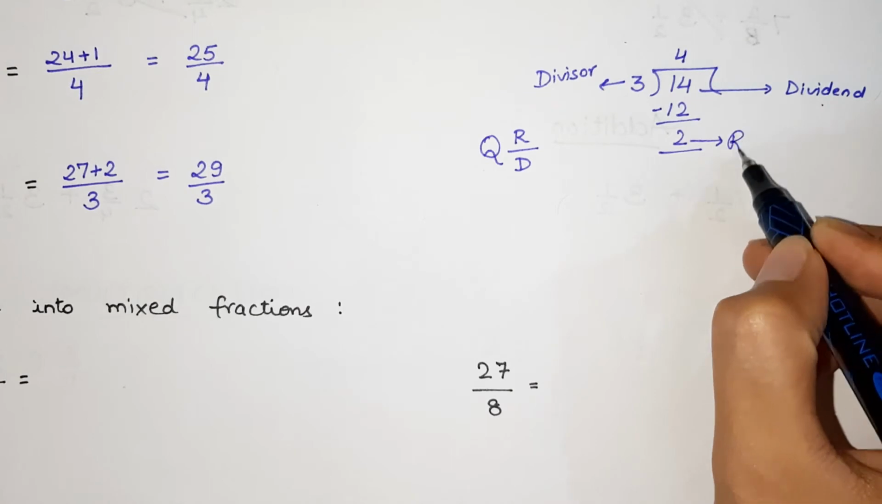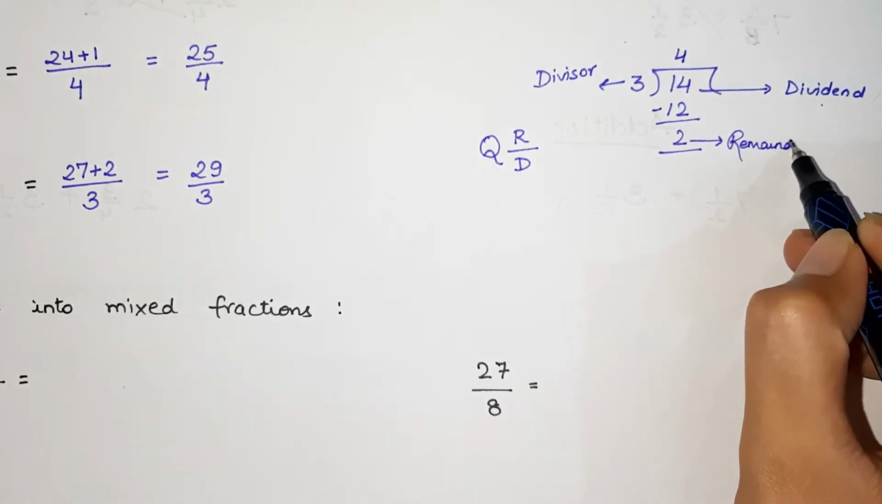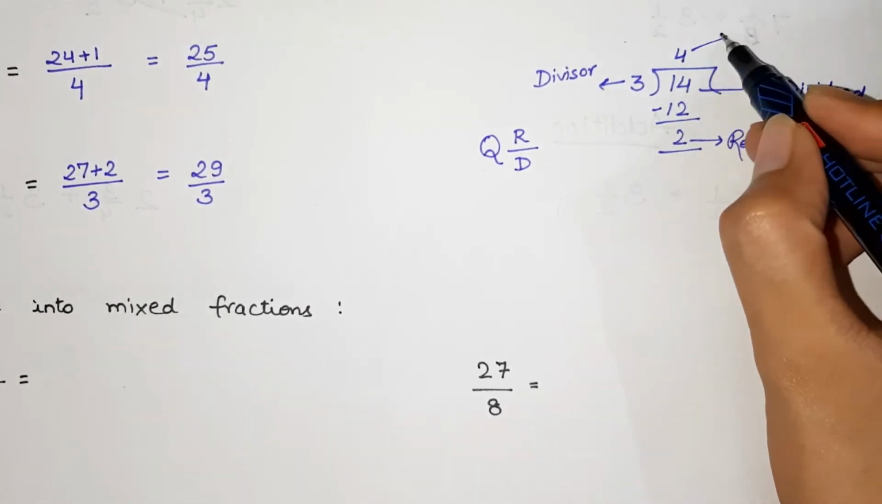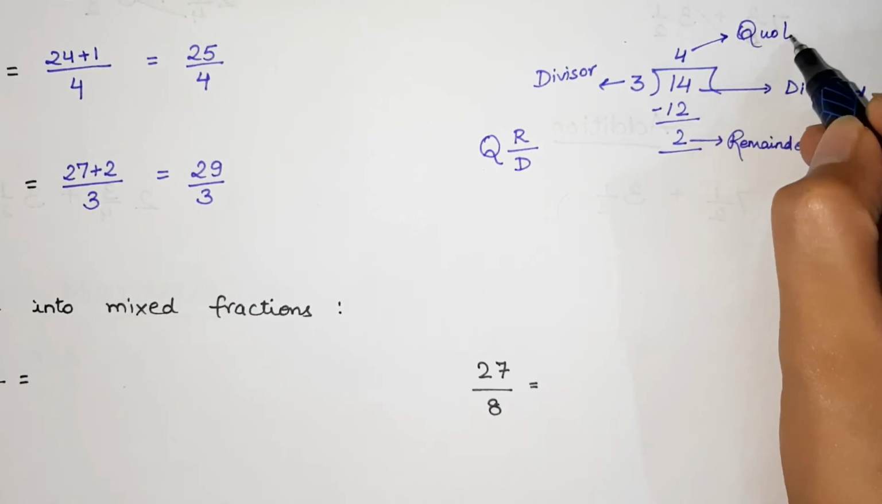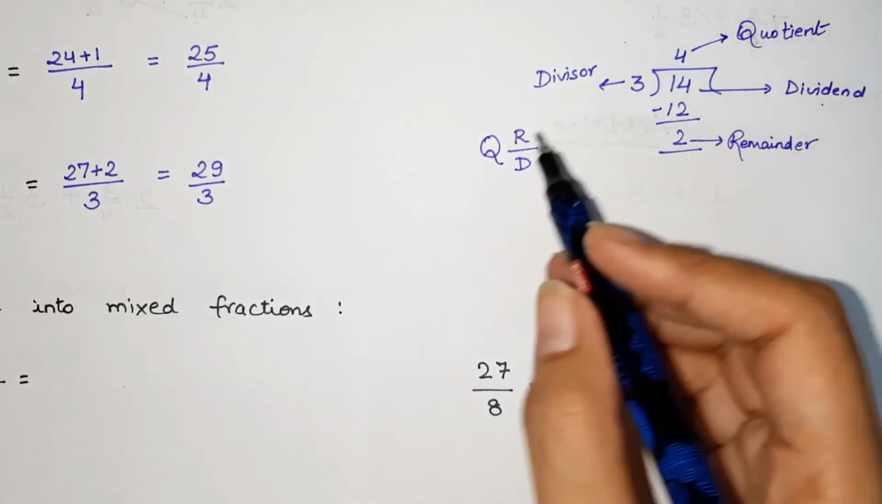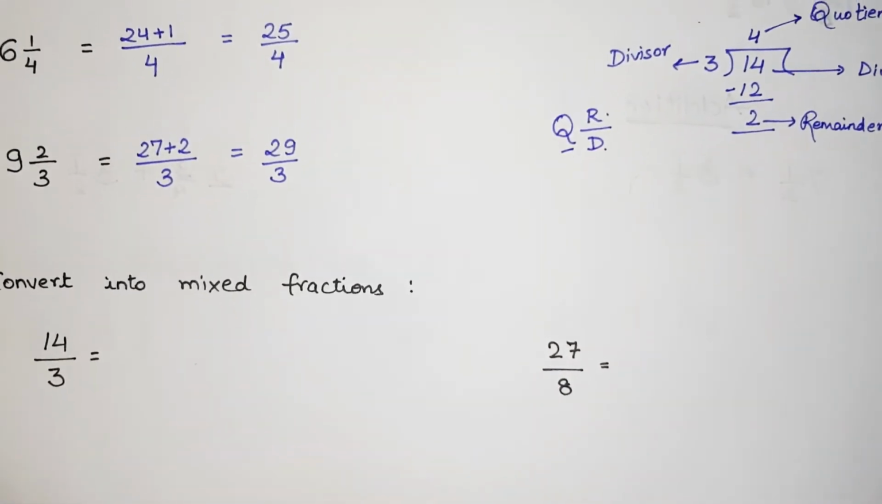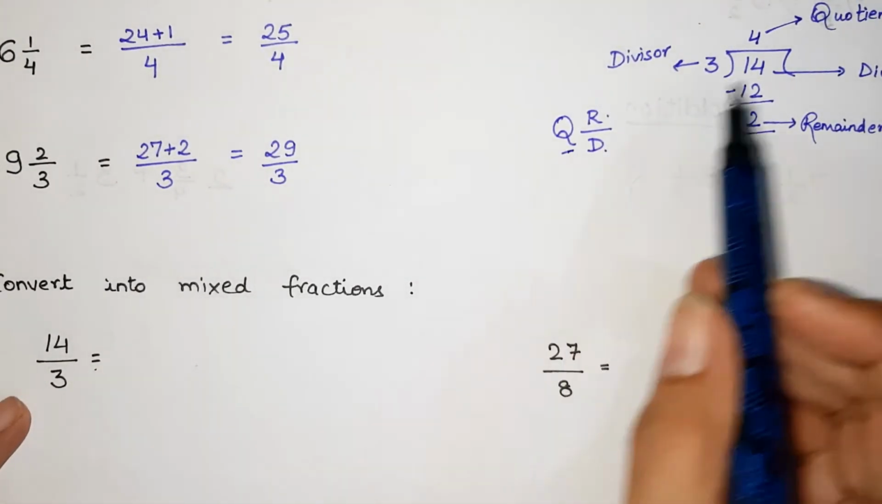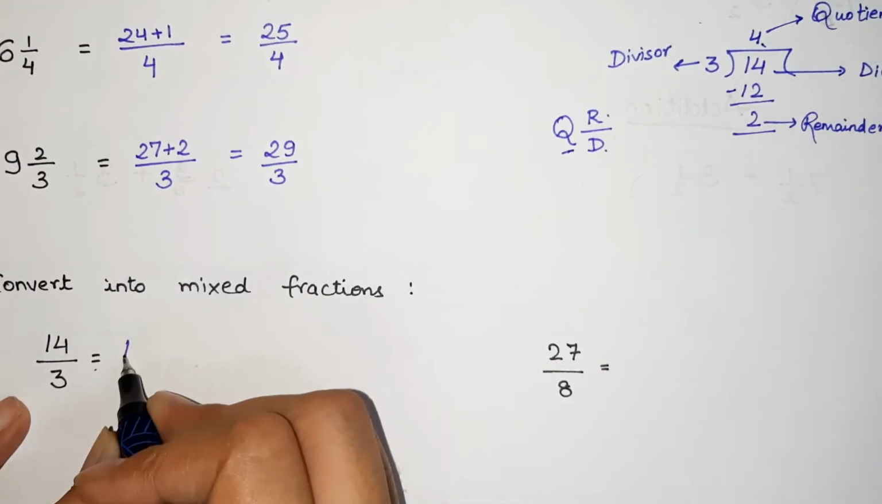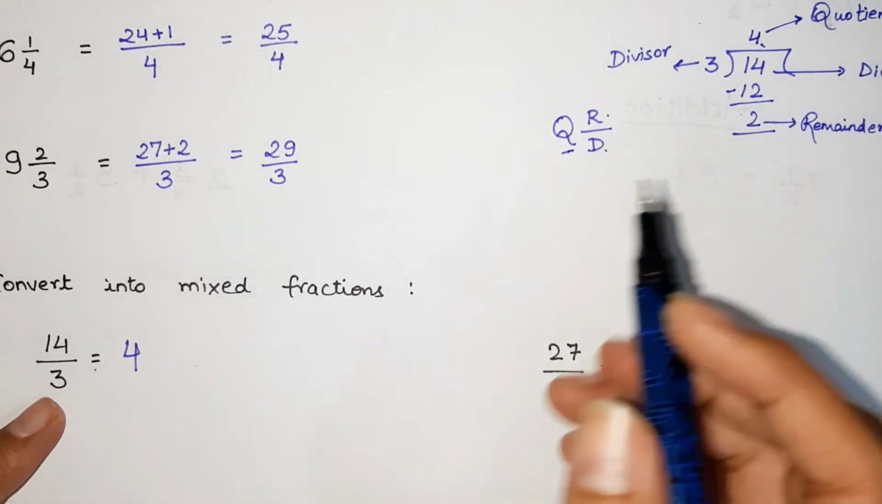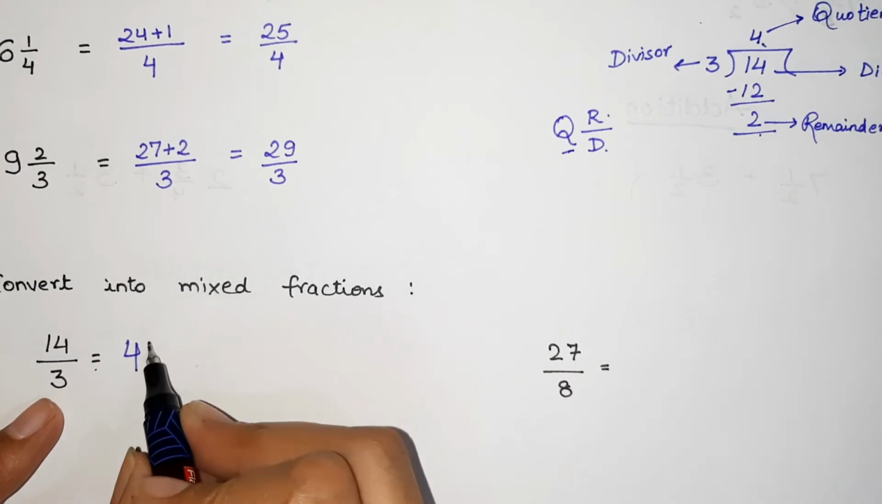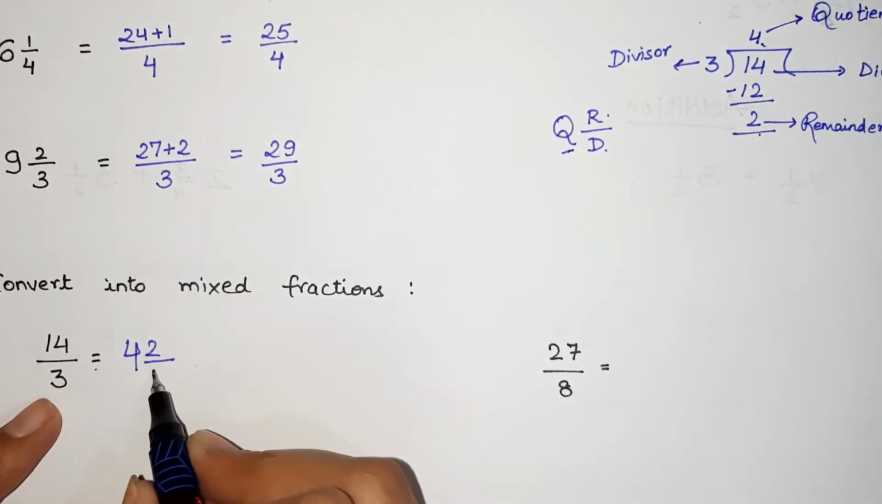This is the remainder and this is the quotient. Now Q R upon D. So our answer is Q, which is the quotient, 4, R, which is the remainder, and D is the divisor, which is the denominator.